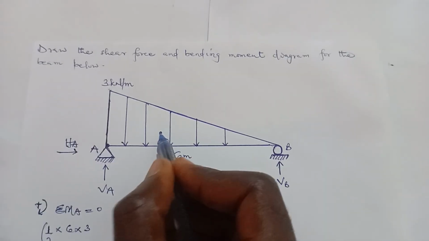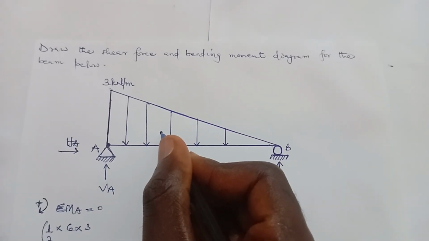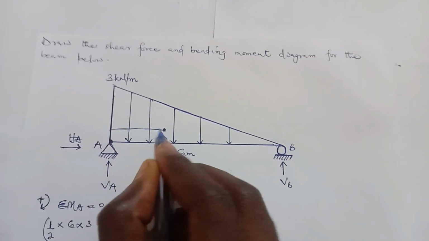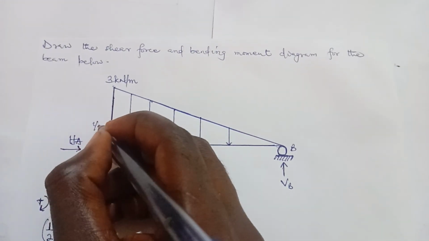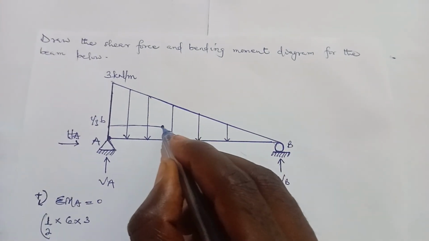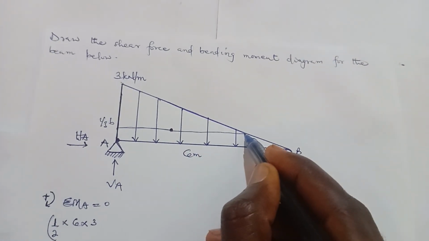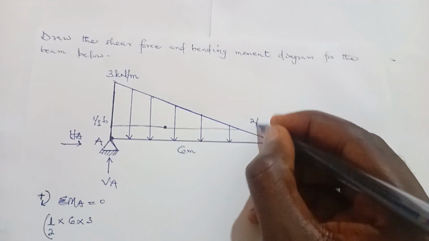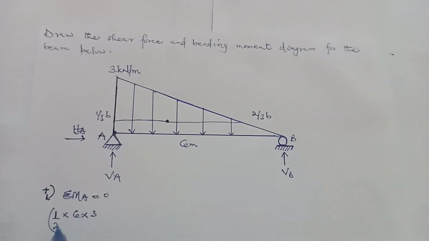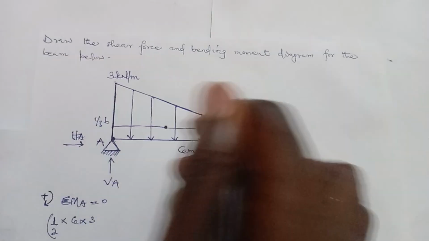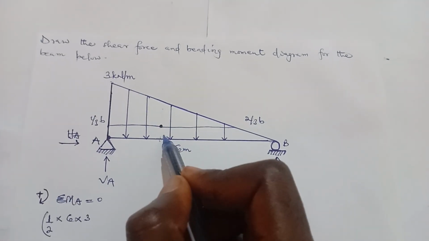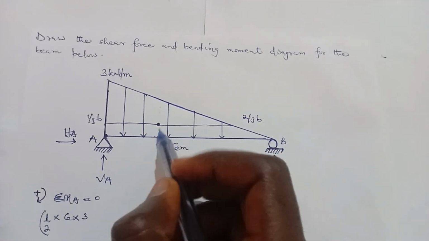So let's say this is the position of the centroid of the triangle. So from here to the straight side of the triangle is 1/3 of the base. And from the centroid to the slanted side of the triangle is 2/3 of the base. So we know that the area of the triangle, half times base times height, is the force. And the force is acting at the centroid of the triangle.